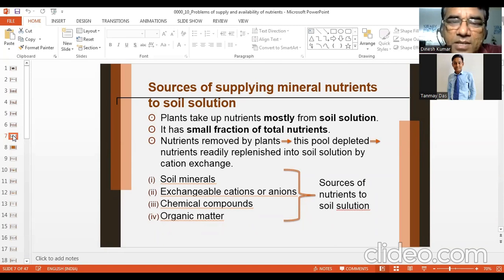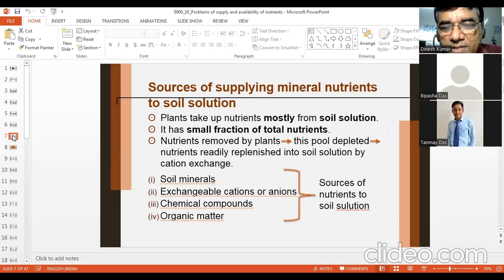One is soil minerals. Certain soil minerals can decompose and release nutrients that can reach the soil solution. Exchangeable cations are in equilibrium with the soil solution, and if there is a shortage of a particular ion in the solution, it will be compensated by ions from the exchangeable site entering the soil solution. Chemical compounds, like fertilizer sources you add, can also add nutrients to the soil solution. Organic matter is, of course, a source of nutrients to the soil solution. So these are the four important sources through which nutrients come to the soil solution.